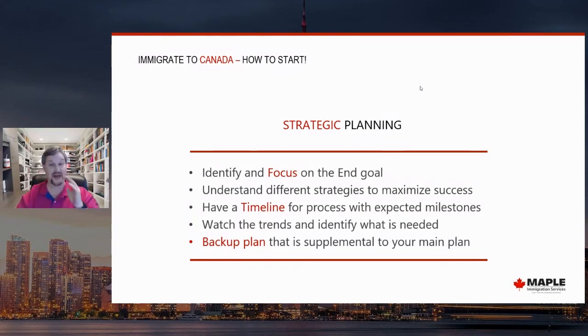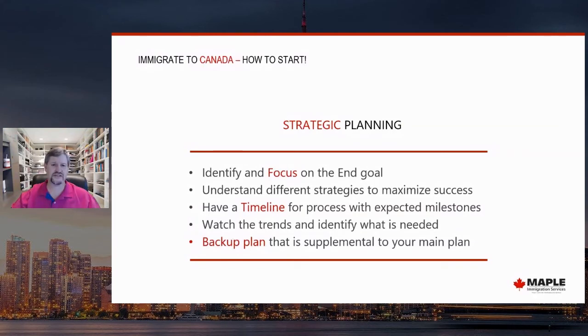Okay, now I'll get my postgrad, and then I'll get my job, and then I'll get my PR. Okay, that's all great, but it's like when, and you'll see I have a timeline for the process with expected milestones. When should I be executing on that so that I can hit that milestone? It's very important, especially when you don't have a lot of time, and the postgrad is actually very limited in terms of the validity of it.